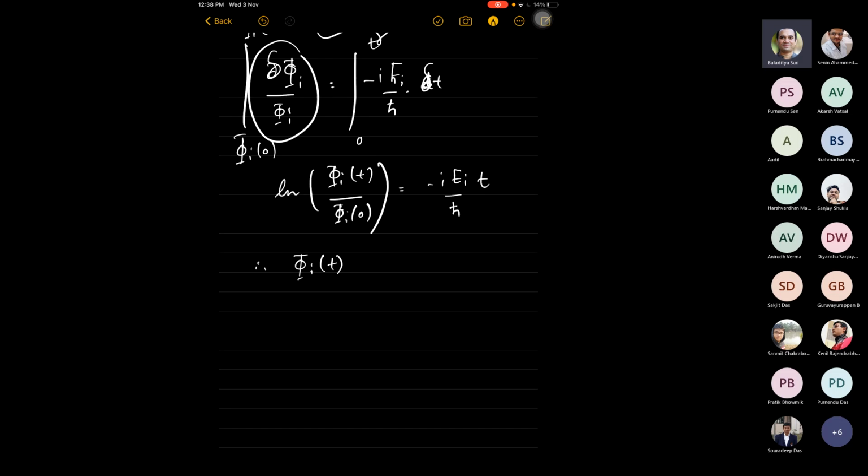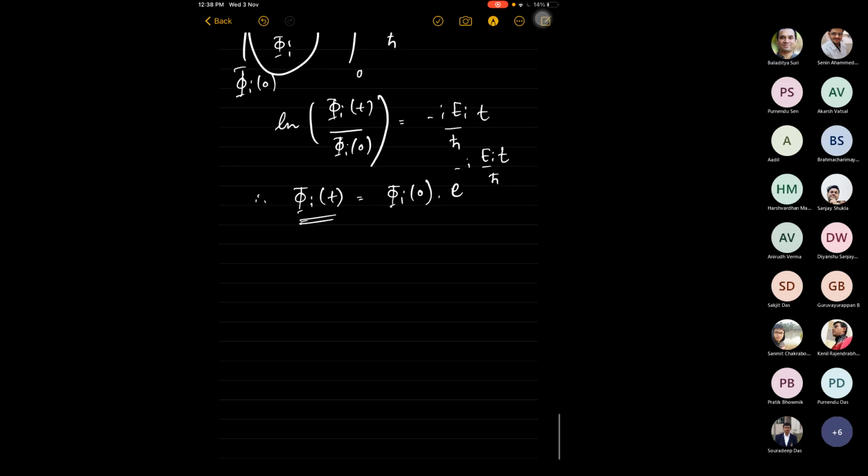Therefore, phi_i of t by phi_i of 0, taking phi_i of 0 to the other side, is the exponential of minus i E_i t by h cross. Therefore, if you have a particular eigenvector at time 0, phi_i of 0, then the eigenvector at time t is nothing but phi_i of 0 multiplied by this complex phase. So this is a very important property.